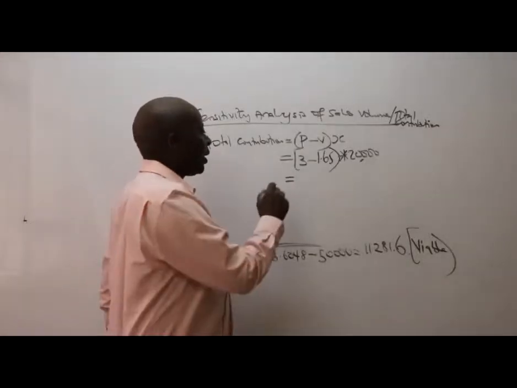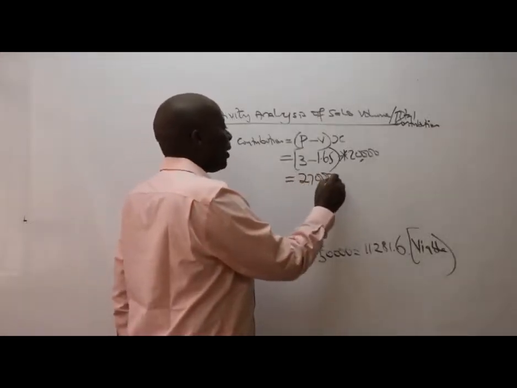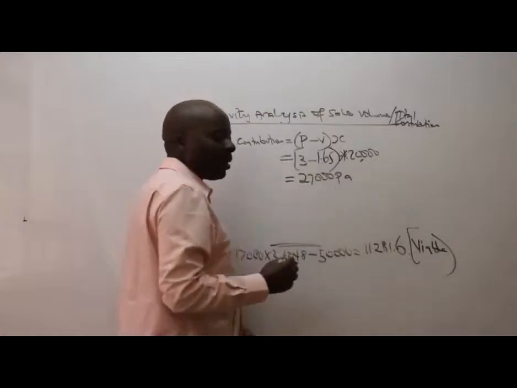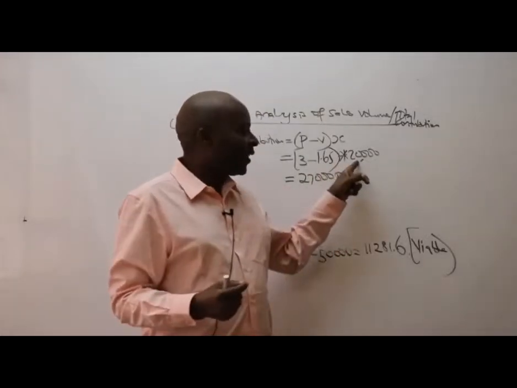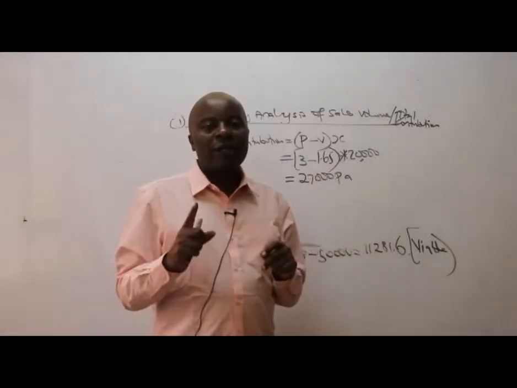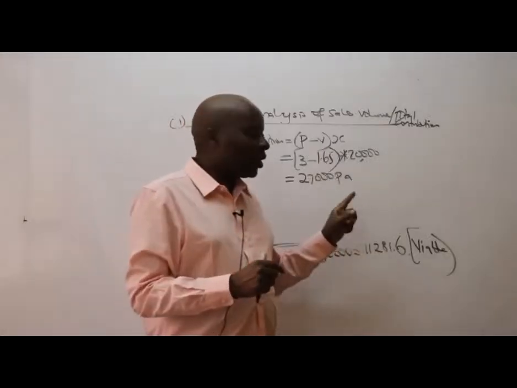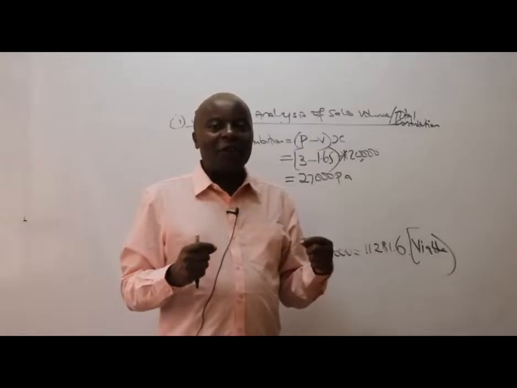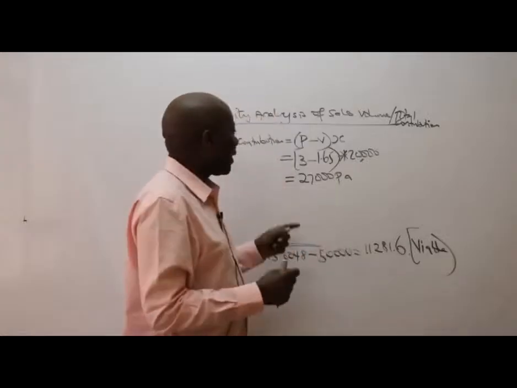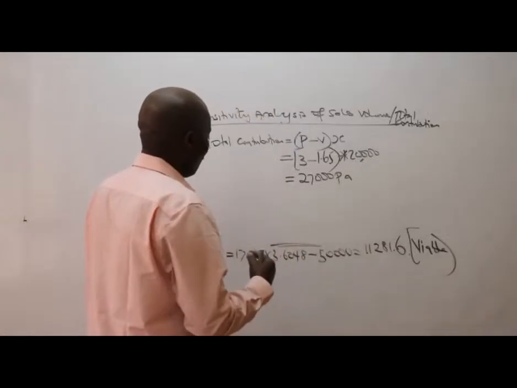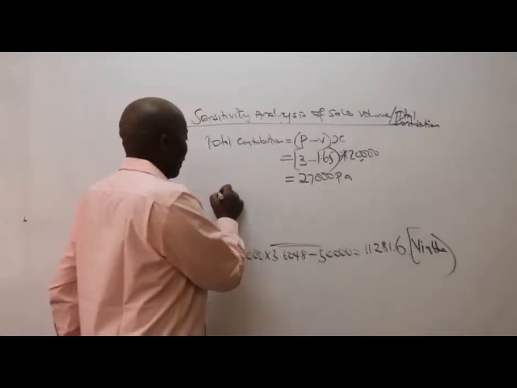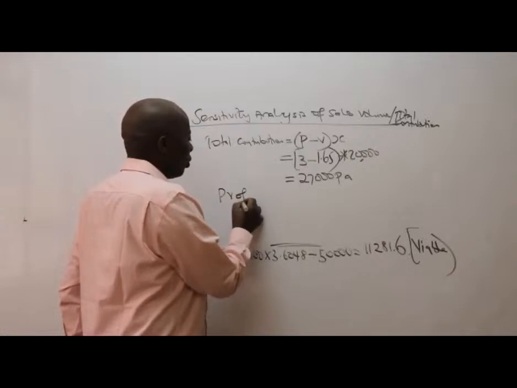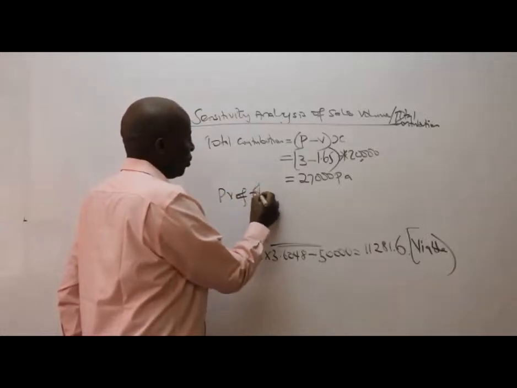Michelle tells me it is 27,000. Remember, this is 27,000 per annum, because the sales given here is sales units every year. So I'll be enjoying this every year. And remember, ladies and gentlemen, the moment I get this total contribution for purposes of sensitivity analysis, I need to ascertain the present value of this total contribution.